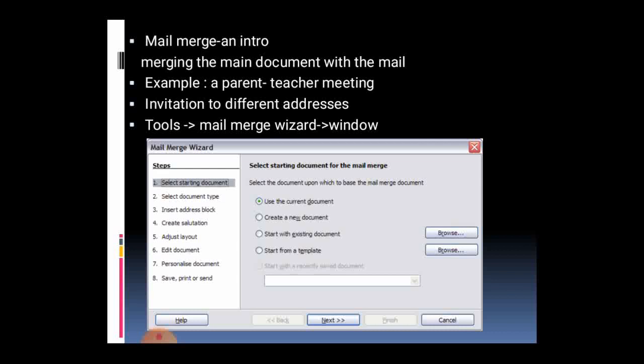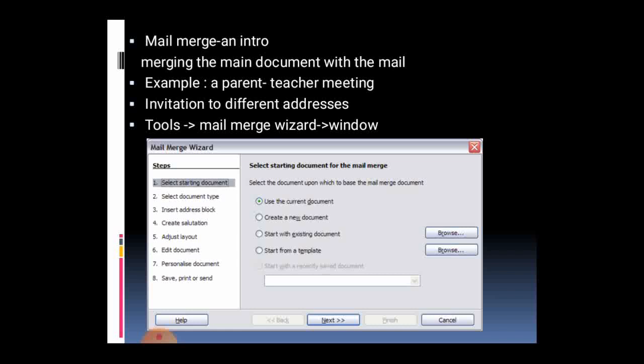Here we have to go to the document page, where you will be given a tools tab. In the tools tab you have to select mail merge wizard, and then a window will be displayed. This is the mail merge wizard window. Here we have a total of 8 steps, right? We are going to see this in detail today.